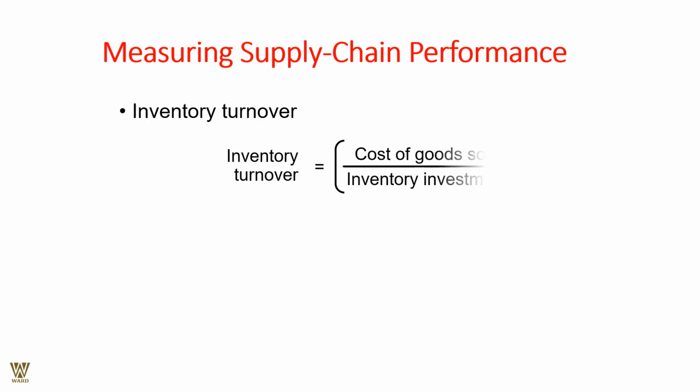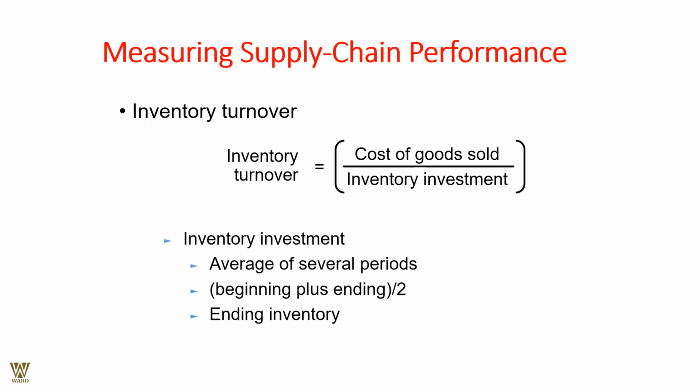So let us understand how we measure inventory turnover. Inventory turnover is the COGS, or cost of goods sold, divided by the total invested in inventory. Inventory investment is something we can take as the average of several periods, let's say the beginning plus the ending, divided by 2.